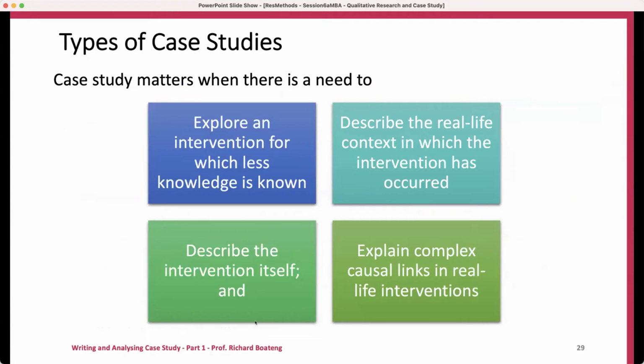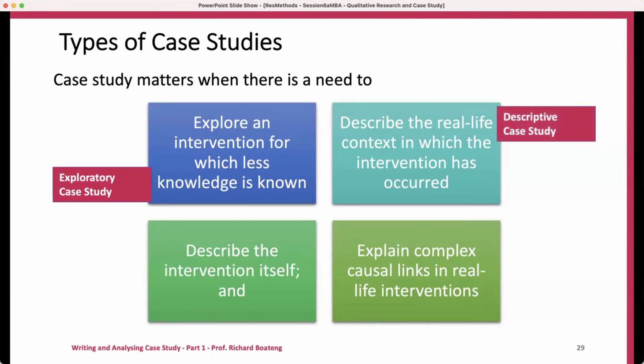Okay, so there are different types of case studies. There are case studies that come to explore a phenomenon, like the one you read here about exploring the impact of mobiles on micro trading. Then there are case studies that try to describe a real life context in which an intervention has occurred, to bring rich descriptions. Usually those are based on a theory, and the theory will guide you to write this description out, to describe the intervention itself.